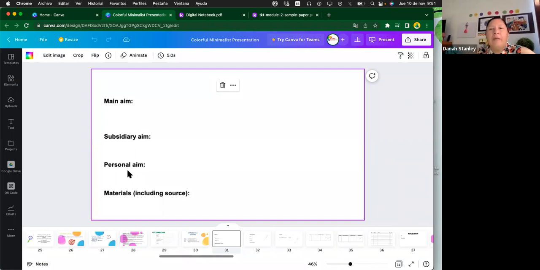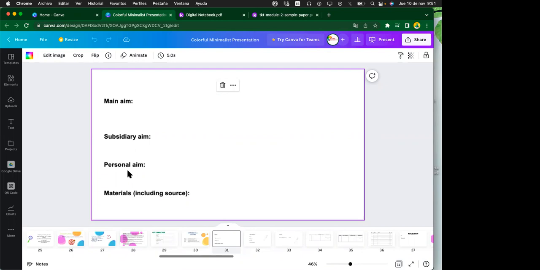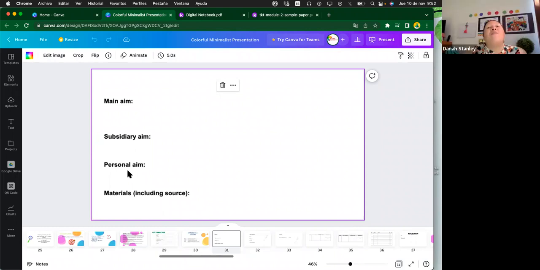The personal aim is for the teacher or for the students? It's for the teacher: how can I improve myself as a teacher? Yes, it's for the teacher. How can I improve? Very good.